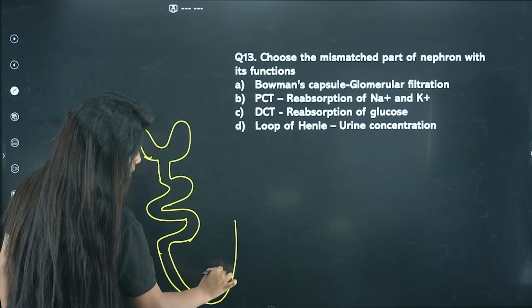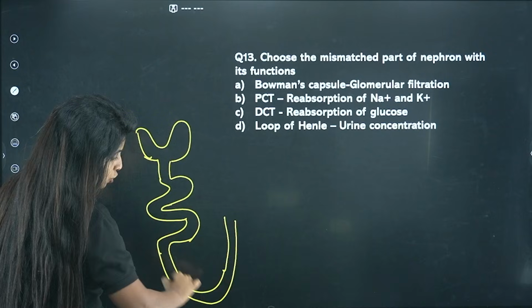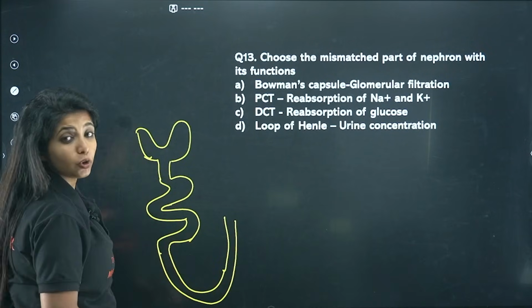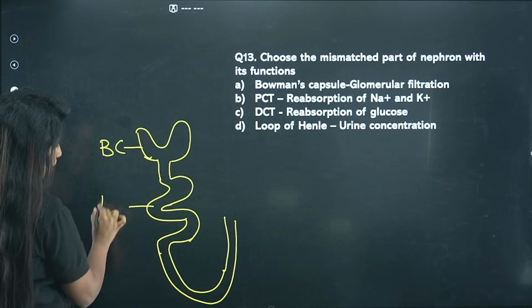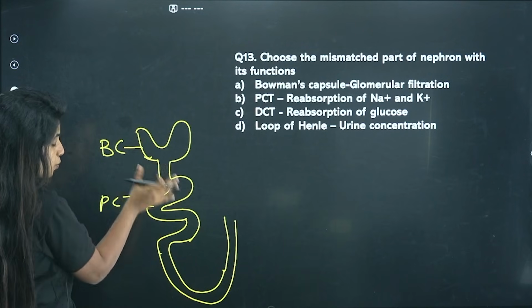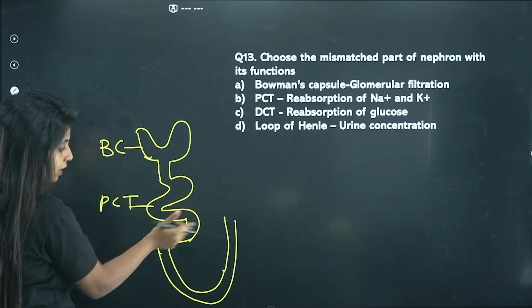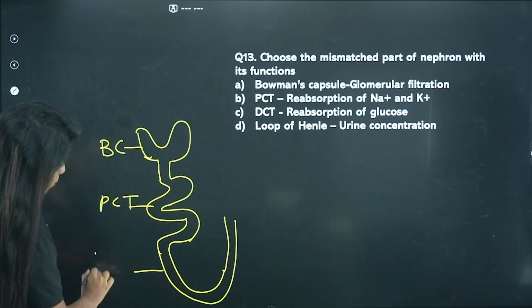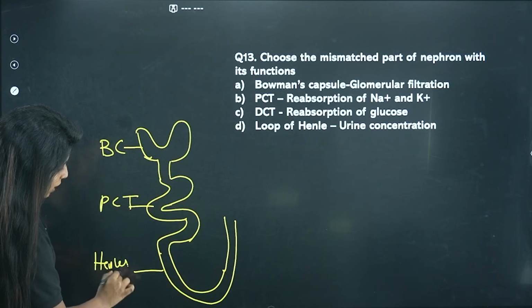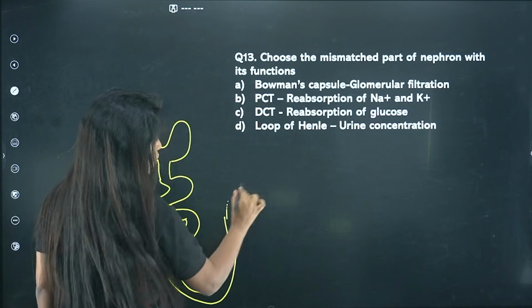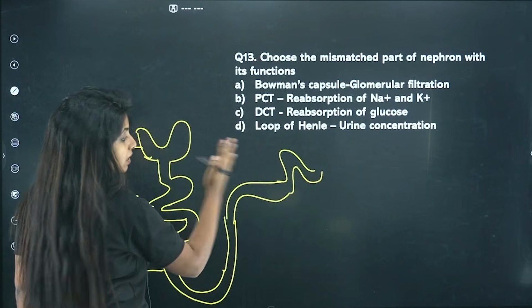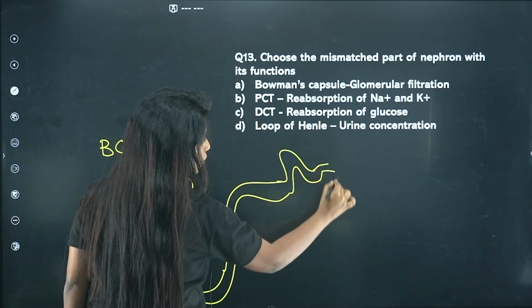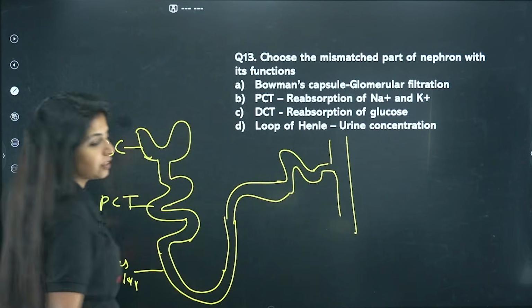Just making it like this, which is known as a loop. This is known as loop of Henle. So we'll just carry it. This is Bowman's capsule. This is PCT, proximal convoluted tubule. It is proximal to Bowman's capsule and it is convoluted. And here the loop that is being formed is known as Henle's loop or loop of Henle. Okay, and then you have the distal convoluted tubule. It is distant and it is also convoluted, and together they open into a duct that is known as collecting duct.